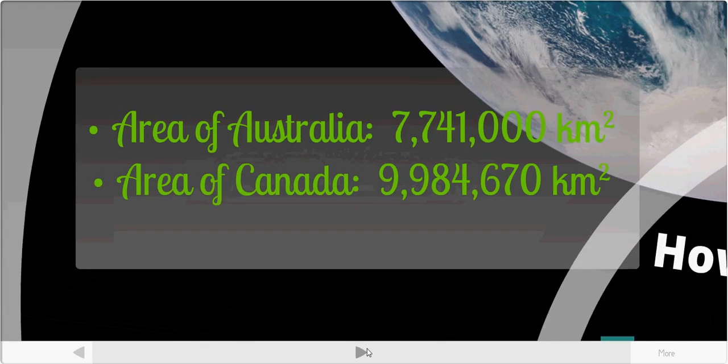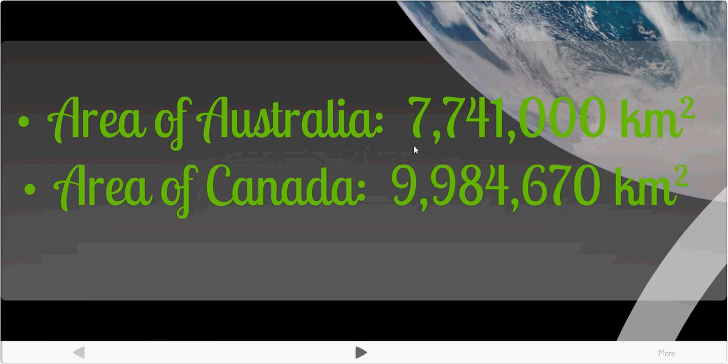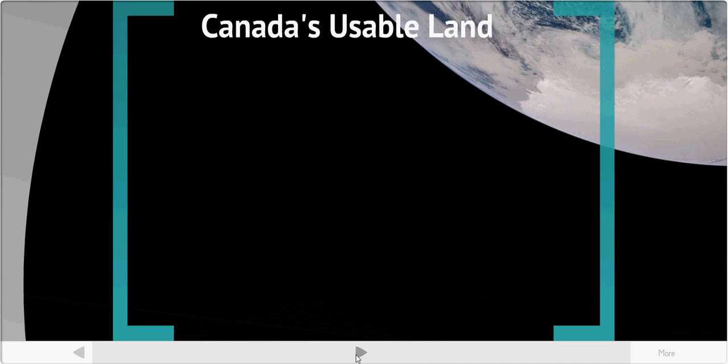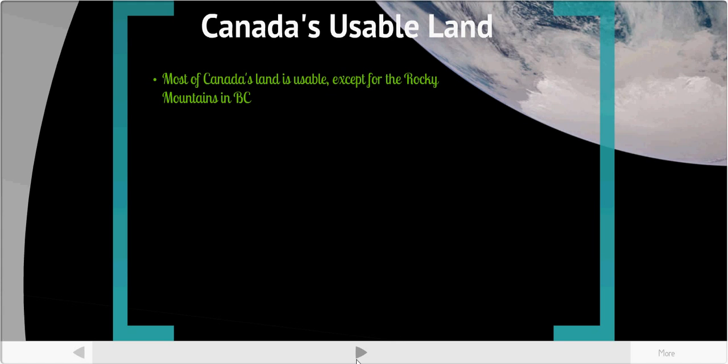What is the area of both countries? The area of Australia is 7,741,000 square kilometers, while the area of Canada is 9,984,670 square kilometers. This is approximate, not exact. So, Canada's usable land. Most of Canada's land is usable, except the Rocky Mountains in BC. So about 80% of Canada is usable, mainly because it has a lot of snowy areas, like the mountains in BC.